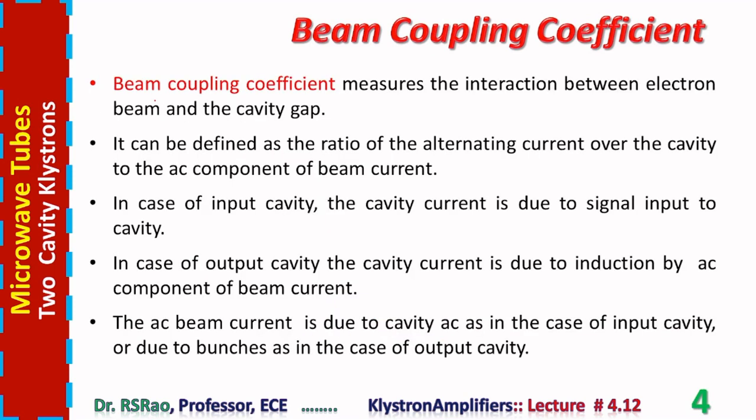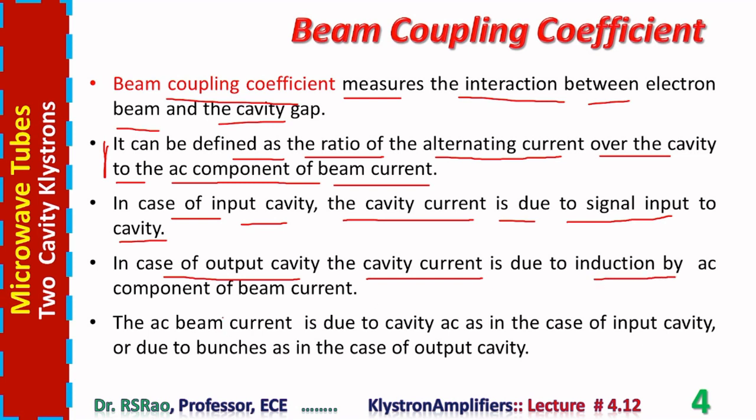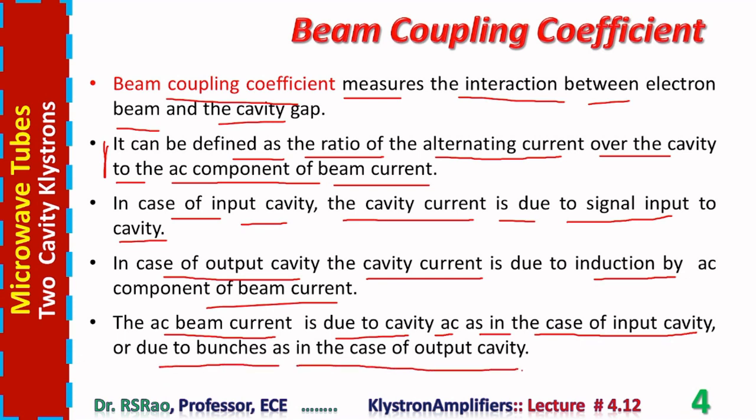A few points regarding the beam coupling quotient. It measures the amount of interaction between the electron beam and the cavity gap. It can be defined as the ratio of the alternating current over the cavity to the AC component of the beam current. This is a formal definition. In the case of the input cavity, the cavity current is due to signal input to the cavity. In the case of the output cavity, the cavity current is due to induction by the AC component of the beam current. The AC beam current is due to the cavity AC as in the case of the input cavity, or it may be due to bunches as in the case of the output cavity.